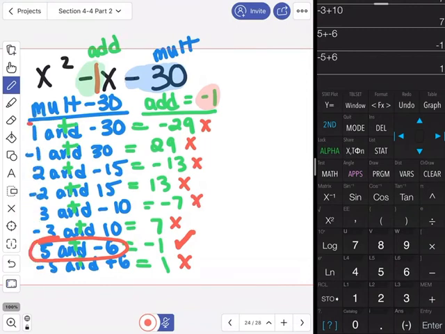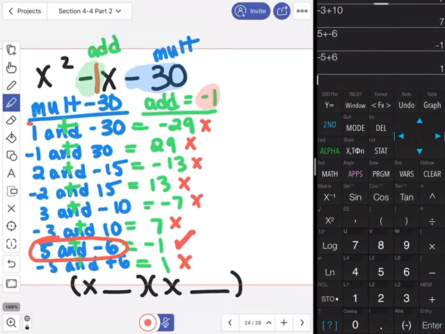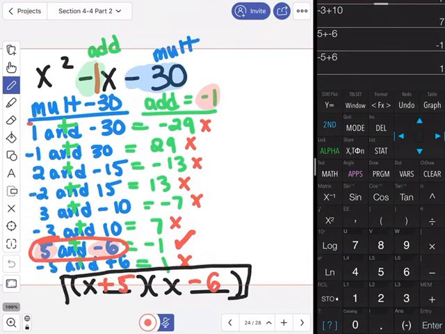So if I'm filling this into my terms, I can fill in the first number is 5. So I fill in the 5 and it's going to be plus. And I can fill in the second number, which is negative 6. So it'll be minus 6. So your answer would be x plus 5 times x minus 6, which, as we've discussed previously, you could have also written as x minus 6 times x plus 5. But again, you only need one of those possibilities.